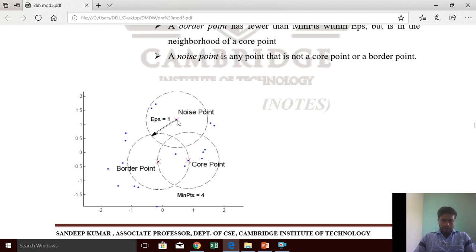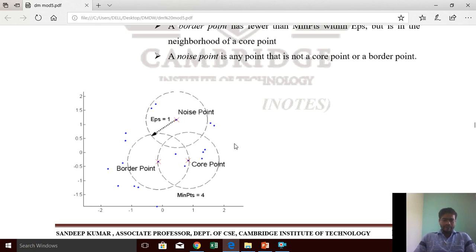If this has to be a core point, what is the first condition it has to satisfy? It has to satisfy minimum points equal to 4. But how many points are there in this circle? There are only 2 points, so this is not a core point. Second condition: if it has to be a border point, it should be within the circle of a core point. This point is not within that circle, and not in the neighborhood of the core point. So this point is called a noise point.